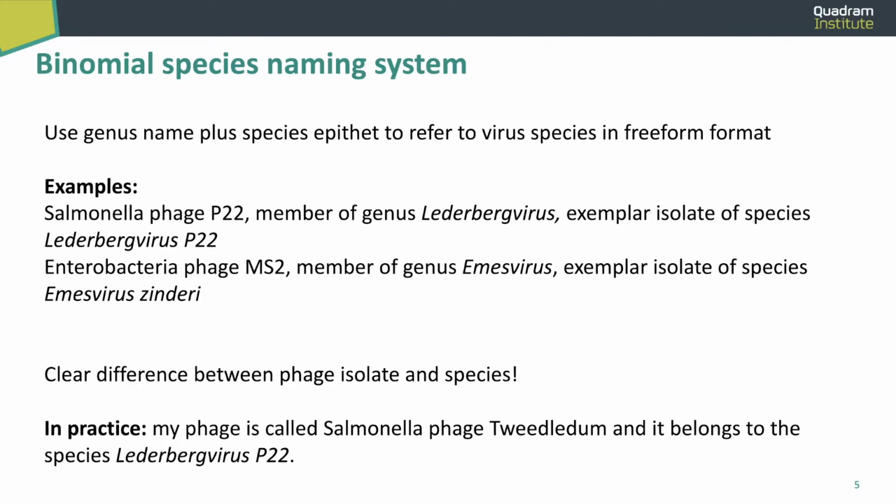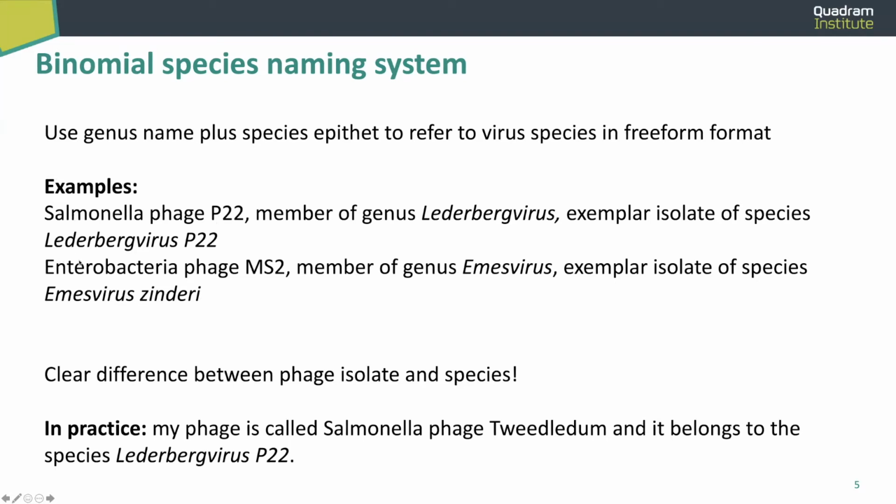We have, as the ICTV, recently implemented a binomial species naming system, and all current names are being transformed from their original name, which could be in any format, into a binomial format. So for example, Salmonella phage P22, which is a member of the genus Lederbergvirus, is now the exemplar isolate of the species Lederbergvirus P22. This is a free-form binomial format for the species name, and the exemplar isolate of that species is Salmonella phage P22.